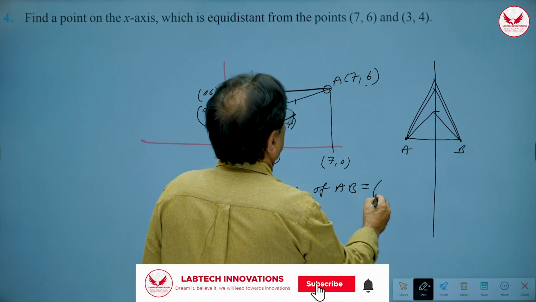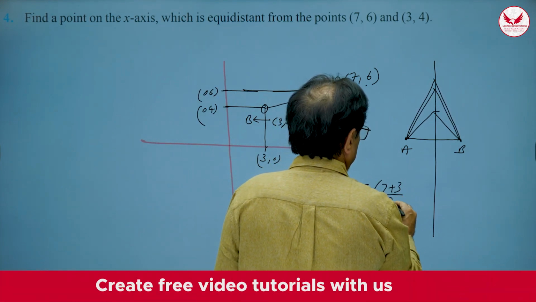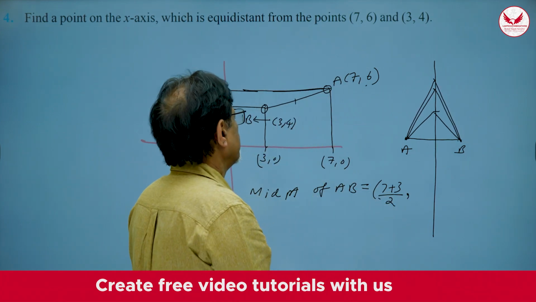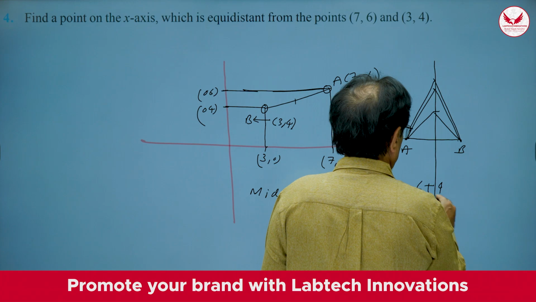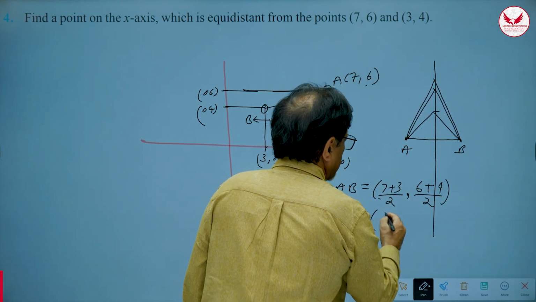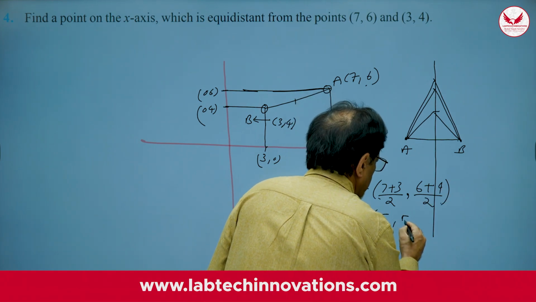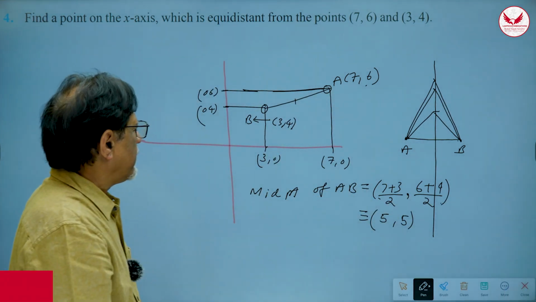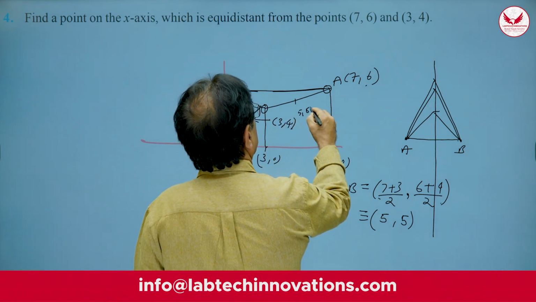Midpoint of AB is what? It is 7 plus 3 divided by 2, 6 plus 4 divided by 2, correct? That gives you what? 7 plus 3, 10 upon 2 is what? 5. Again, 10 upon 2 is what? 5. Therefore, the point is 5, 5. So 5, 5 is the midpoint, right?